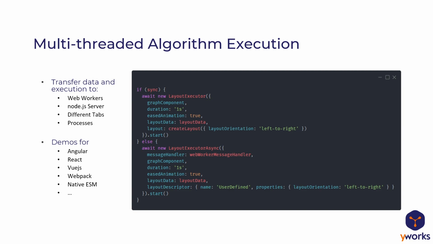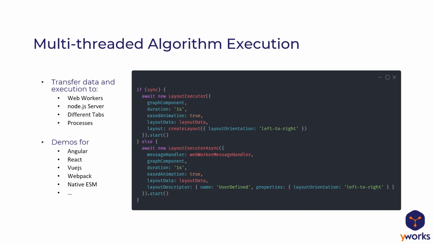And that layout execution could not just be in a web worker, which is the main use case, but it could also be on a Node.js server. Or if you must, even in a different process on the same server, or browser, or even browser tab. The implementation for this is actually quite straightforward. We do all the marshalling of the data for the graph and the structure and all the constraints, known as the additional layout data that you may pass, like, for example, the node type information that we had before.